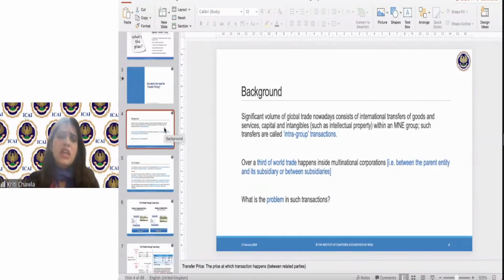When I say between related parties, it basically means transactions between a parent company and a subsidiary, or a transaction between two subsidiaries of the same multinational group. That is called an intra-group transaction. As an example, let's say there is a company headquartered in India, and it has subsidiaries in the UK, USA, Germany, China. A transaction between the Indian entity and the UK entity, or between the UK entity and the US entity, or between two different subsidiaries, these are intra-group transactions, transactions within that particular multinational group.